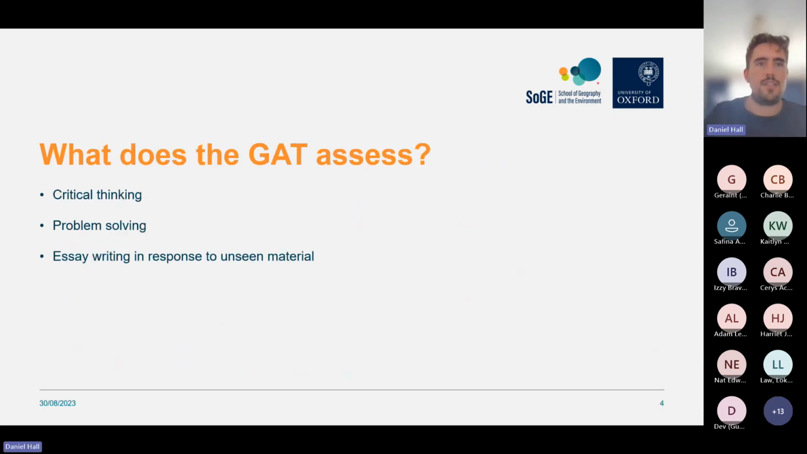So what does the GAT assess? Those skills that I mentioned that we want to see in competitive applicants to the geography course: critical thinking, problem solving, and essay writing in response to unseen material. Those are all skills that are really important for our undergraduate course.